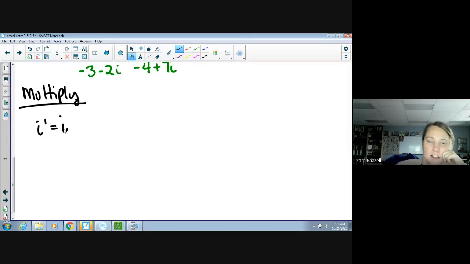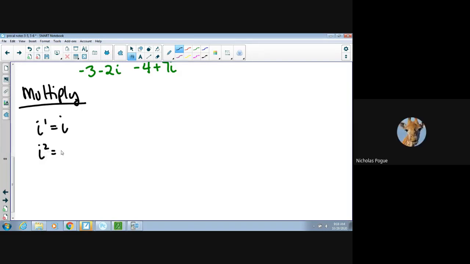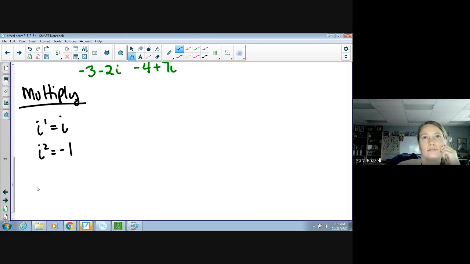If you see i to the first, we're just going to leave that as i. i to the second power is, anybody remember if you square i, what you get? -1. Because think about it, remember that i is the square root of -1. If you square it, doesn't the square root sign go away? And you're just left with the -1 inside of there. So that's why i squared is -1. It just takes off the square root sign.